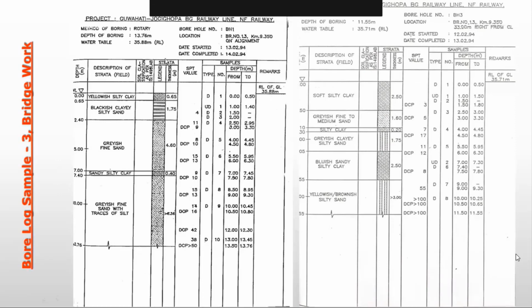This is the project site borehole of the Guwahati Jogigopa Bridge. Method of boring mentioned is rotary, depth of boring 13.76 meter, water table has been met at 35.88 meter. This is all RL. Borehole PH1 location has been mentioned, date when started and date of completion have been mentioned. Then from here up to this location, they have mentioned the depth. So this is at zero depth. This is the water level. Here this is the ground level.